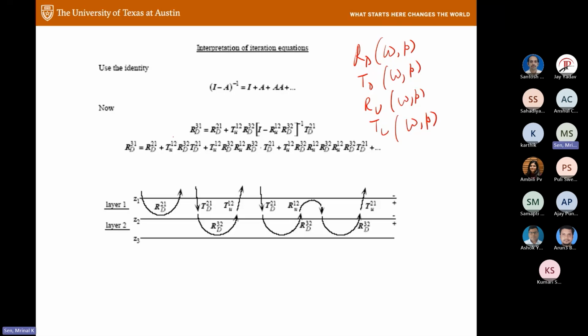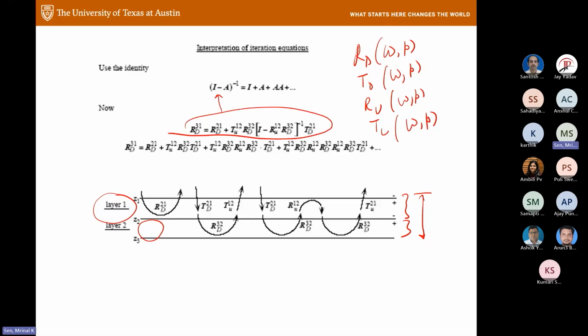So what this is telling you is that if I have response from, say, this is my zone layer 1 or zone 1, and this is my zone 2. If I know the response of zone 1 and I know the response of zone 2, I can get the complete response of 1 and 2 by using this equation, which is my Kennett's iteration equation. So here what we have is this equation, and then we can expand it here and examine each term.